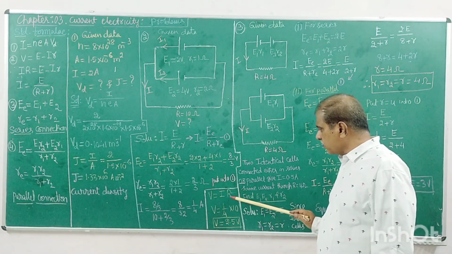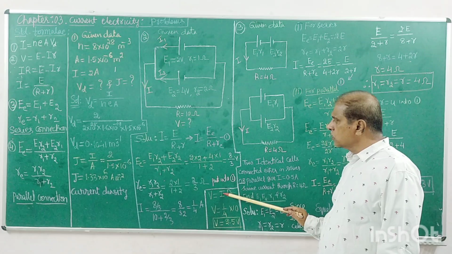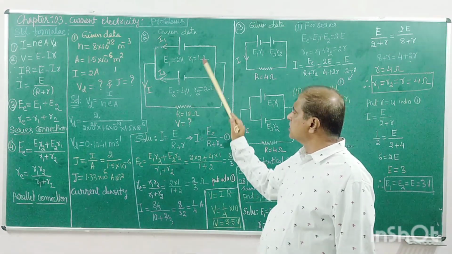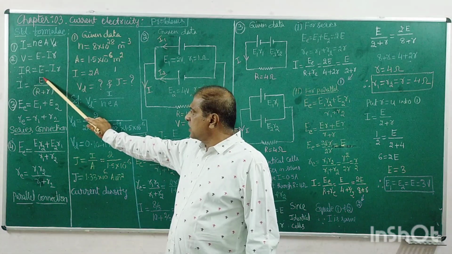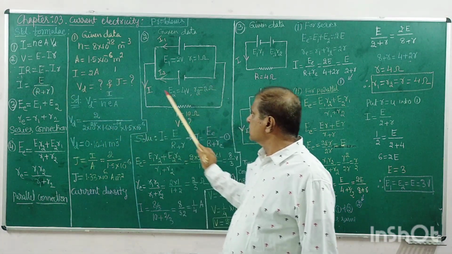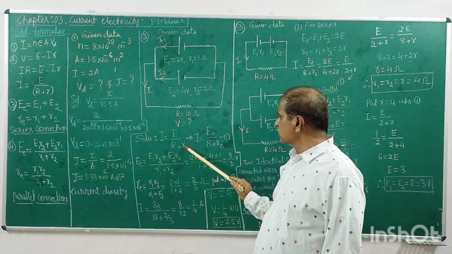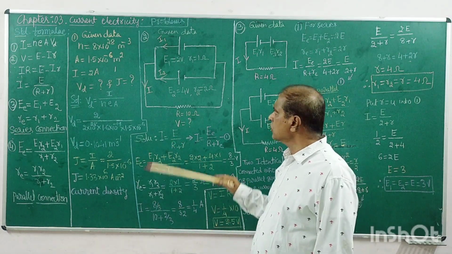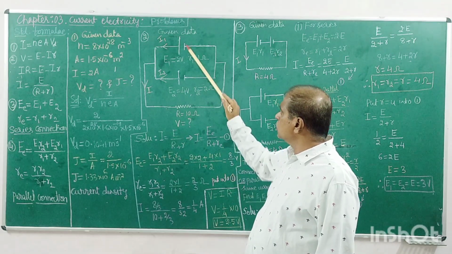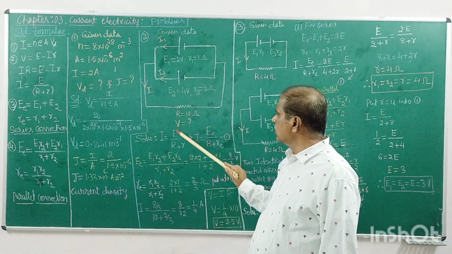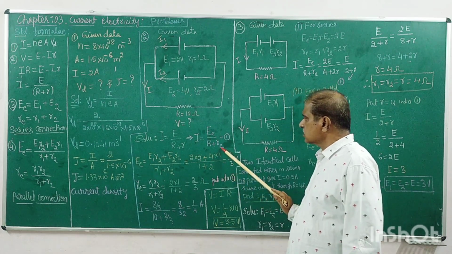So R value is known, but I value is not known. How do you calculate the value of I in this circuit? Recall, when there is a cell with external and internal resistance, I equals E divided by R plus r. Since the circuit has not just one cell but two cells, there should be an effective E and an effective resistance.